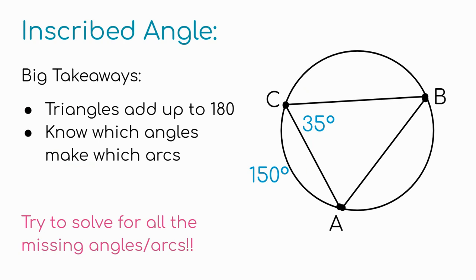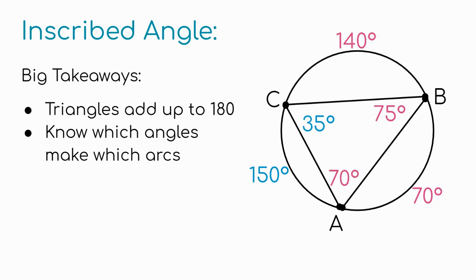The big takeaway from inscribed angles was that you're going to see a lot of triangles. And you have to remember that triangles add up to 180. So all 3 angles, angle C, angle A, and angle B, have to add up to 180. And you have to be really conscious about which angles make up which arcs. So pause the video, take a second, try to fill in the missing angles and arcs. Try to solve for angle A, angle B, arc CB, and arc BA.